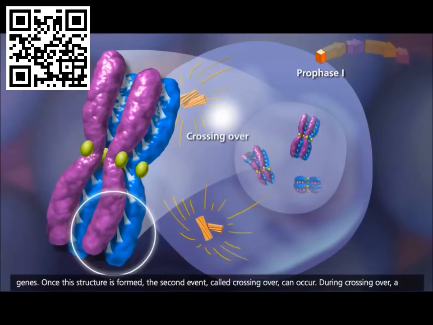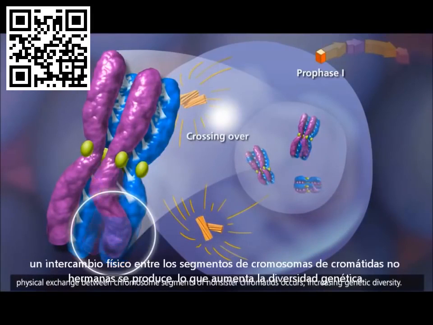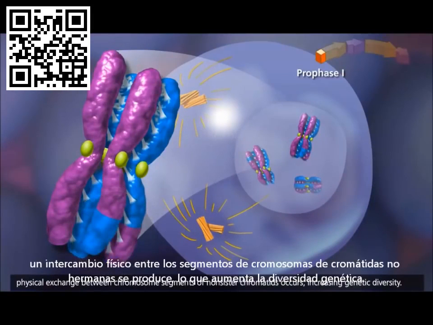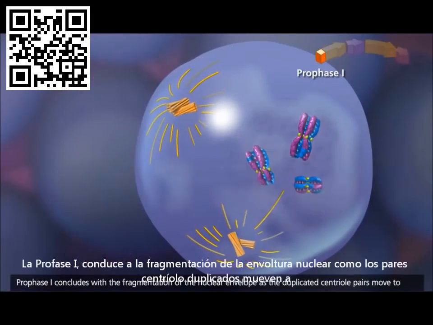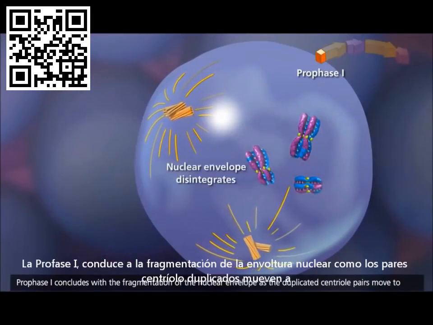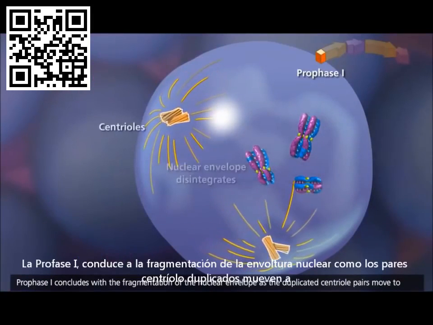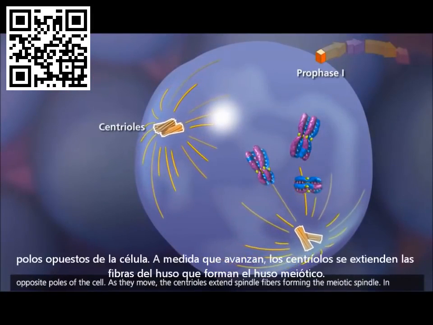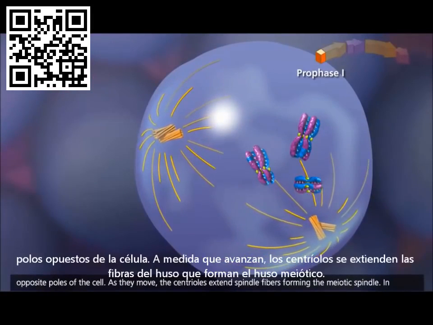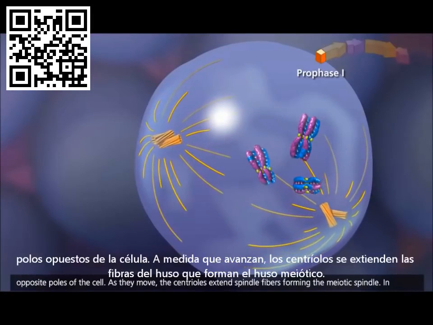During crossing over, a physical exchange between chromosome segments of non-sister chromatids occurs, increasing genetic diversity. Prophase I concludes with the fragmentation of the nuclear envelope as the duplicated centriole pairs move to opposite poles of the cell. As they move, the centrioles extend spindle fibers forming the meiotic spindle.